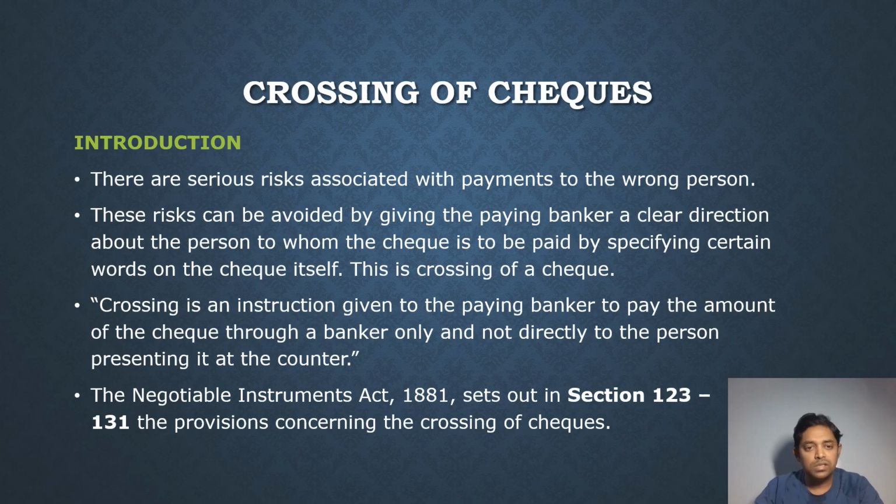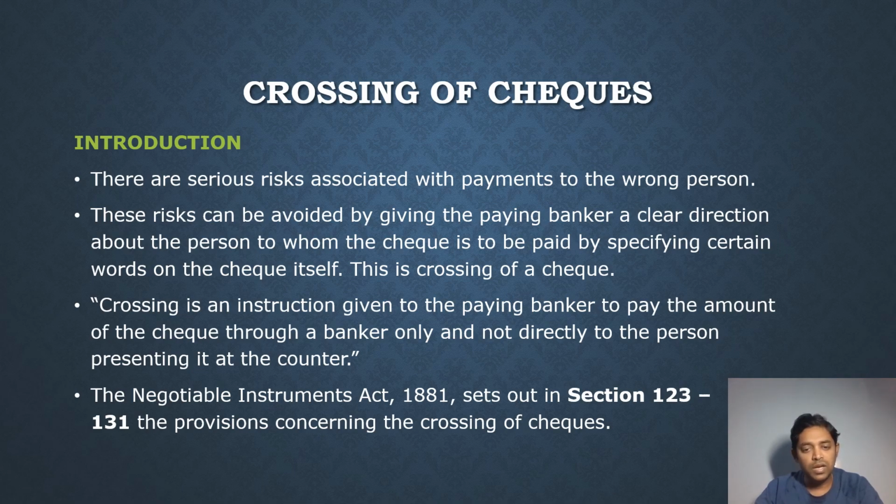There are serious risks associated with payments to the wrong person. These risks can be avoided by giving the paying banker a clear direction about the person to whom the check is to be paid by specifying certain words on the check itself. This is crossing of check. Crossing is an instruction given to the paying banker to pay the amount of the check through a banker only and not directly to the person presenting it at the counter.